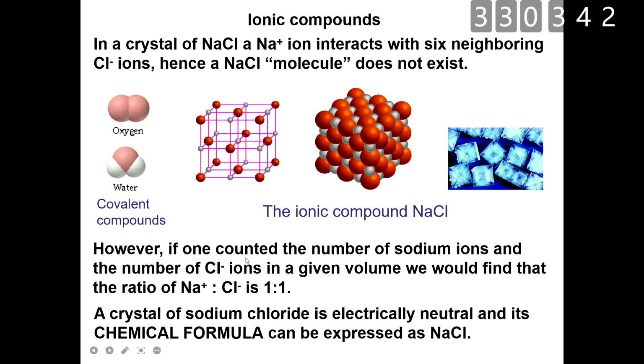But if one counted the number of sodium ions and the number of chloride ions in a given volume, we would find that the ratio of sodium to chloride is 1:1. It's always 1:1. So basically, we can use NaCl to represent its formula. So this formula is also called the chemical formula.